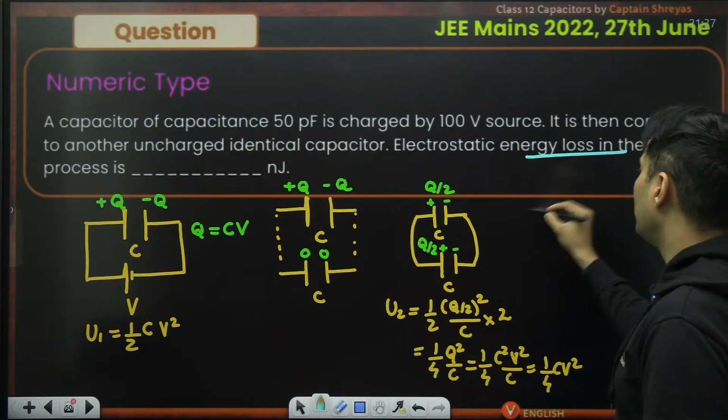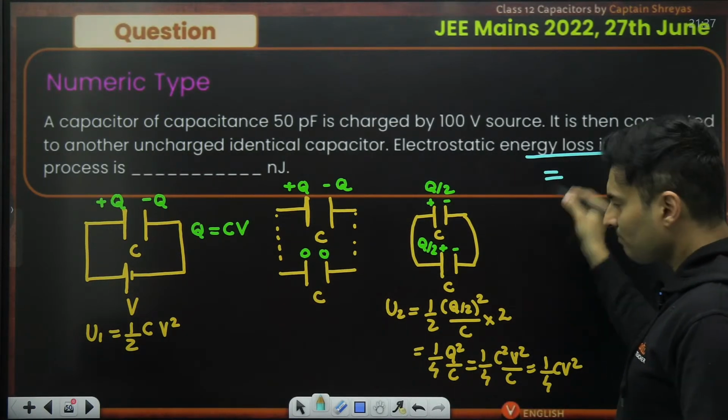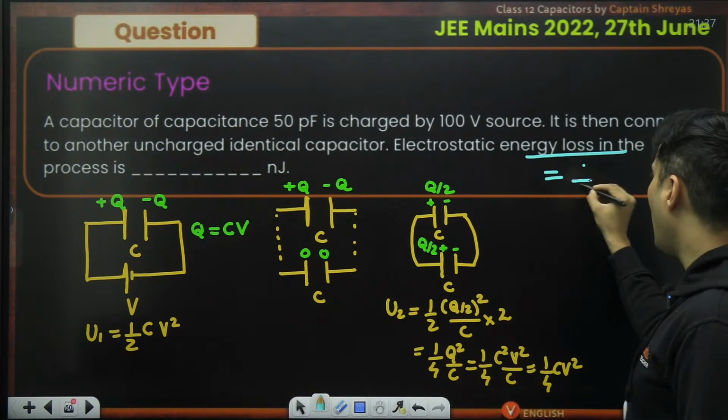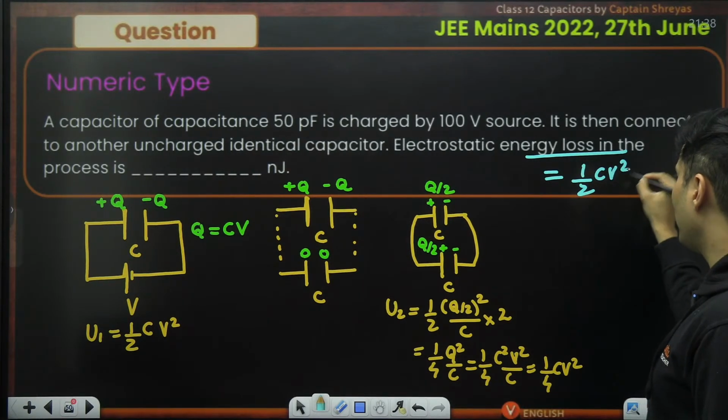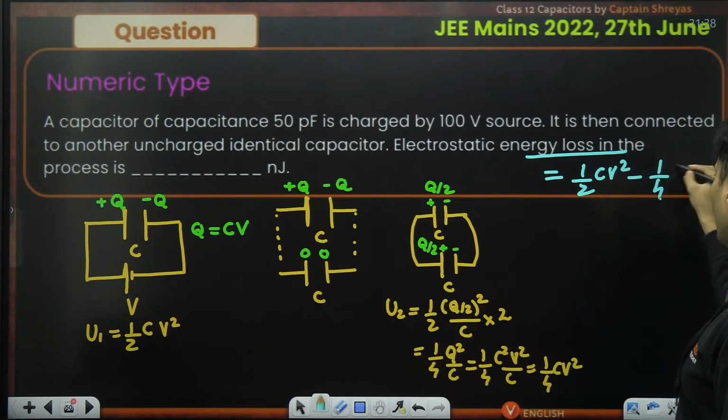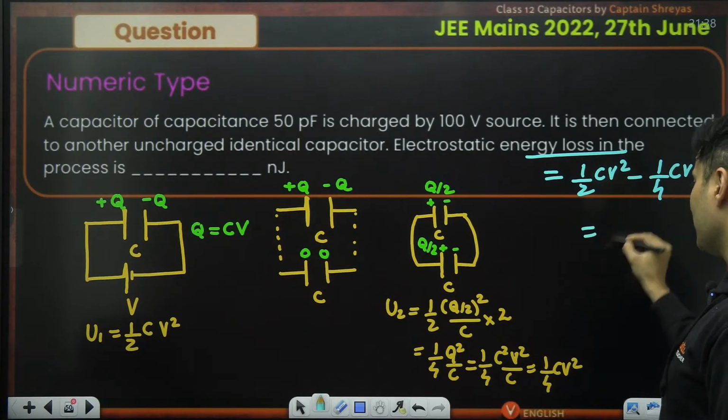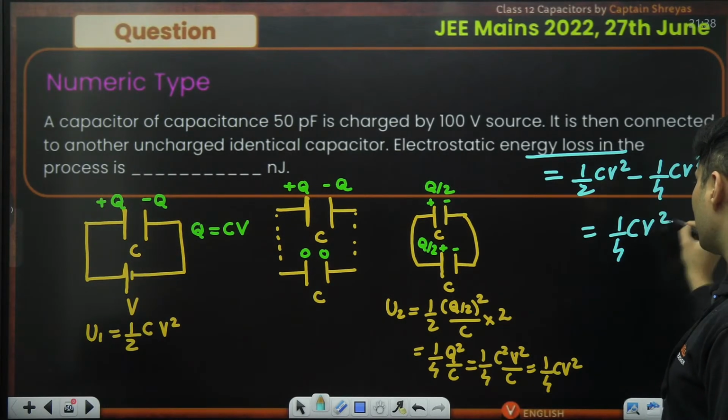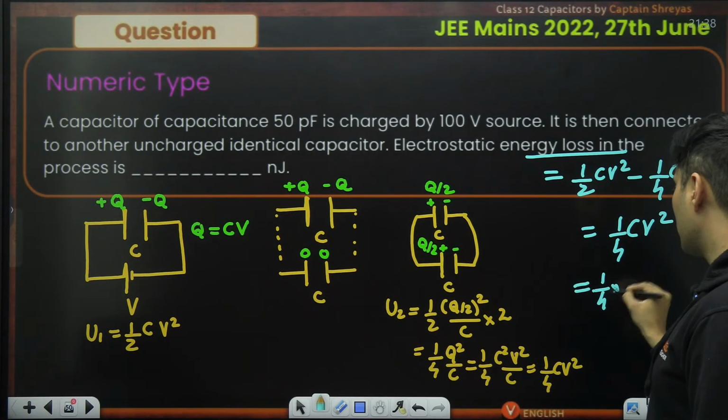Now comes the last part. What is the loss of energy? The loss will be half CV square minus 1/4 CV square. Half minus 1/4 is 1/4, so 1 by 4 CV square. Now substitute the values.